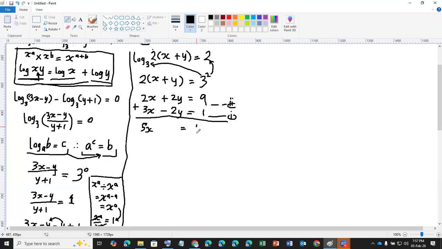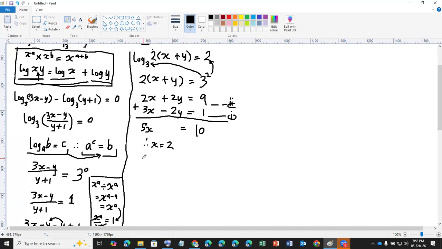And 9 plus 1 is what? 10. Okay? And that means, therefore, x will be equal to what? 2. 2, Abby. 10 divided by 5, which is 2. Okay, so we'll now take x. The good thing about simultaneous equations that I like is that you can put it into any of the equations and get the second one, because both of them are 2.